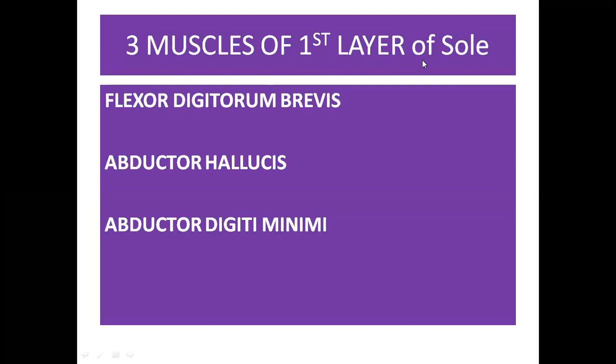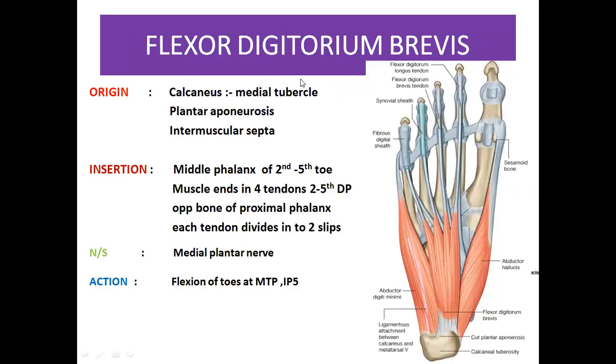Now for the muscles of the first layer of the sole, we have 3 muscles: flexor digitorum brevis, abductor hallucis, and abductor digiti minimi. Flexor digitorum brevis is an important muscle. It itself can come as a 3 marks or 5 marks question. Listen carefully. This middle muscle, whatever you are finding, is the flexor digitorum brevis.